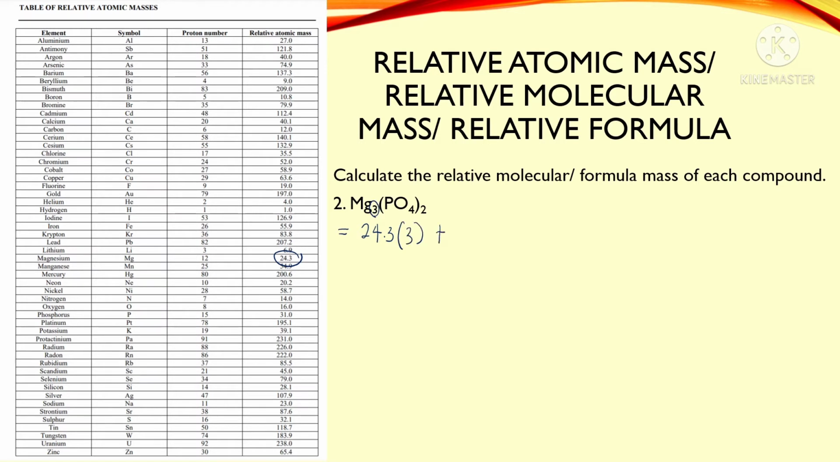And then plus 2 multiply with the PO4, because this PO4 is inside the brackets, therefore the 2 is outside, multiply with the relative atomic mass of phosphorus. So for phosphorus, from the table we can see that the relative atomic mass is 31, and there is only 1 phosphorus, followed by oxygen. So oxygen, the relative atomic mass is 16, and there are 4 oxygens in the magnesium phosphate. So sum this out, then we shall get 262.9 as the relative formula mass for magnesium phosphate.